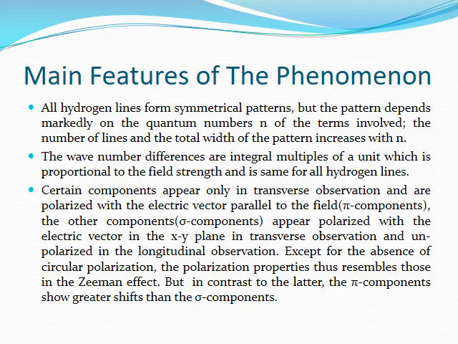Third, certain components appear only in transverse observation and are polarized with the electric vector parallel to the field, called pi components. The other components, called sigma components, appear polarized with the electric vector in the xy plane in transverse observation and unpolarized in the longitudinal observation. Except for the absence of circular polarization, the polarization properties thus resemble those in the Zeeman effect, but in contrast to the latter, the pi components show greater shifts than the sigma components.